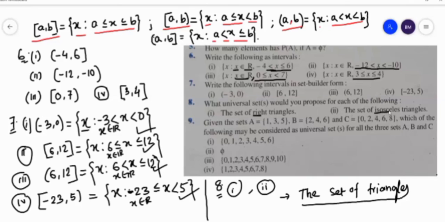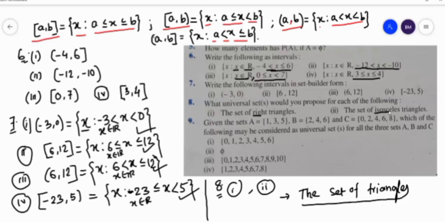Now A, B, C, three sets are given. Which of the following may be considered as a universal set for all three sets A, B, C? Remember that we can consider a set as a universal set if it is the superset of all those sets, or all those sets are subsets of the set.